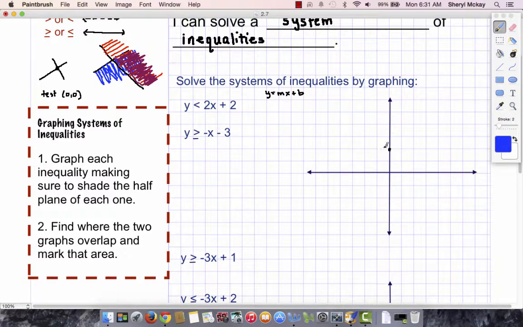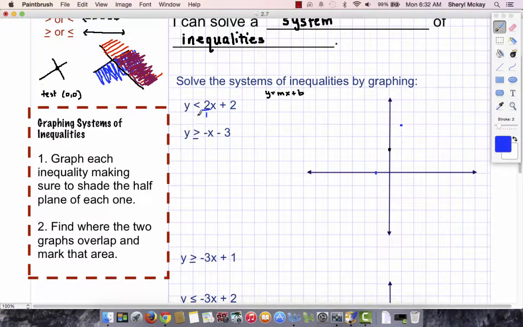And I'm going to go up 2 over 1, and that's because my slope is 2 over 1. And I'm just going to go back 1, because you can see that a negative and a negative still make a positive, so that I have a nice little line there.